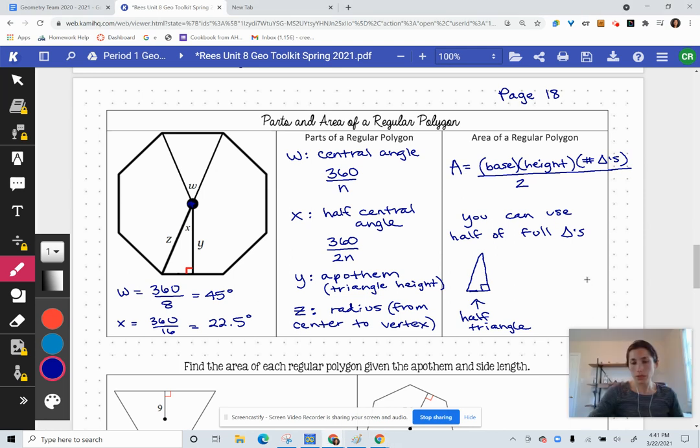Or we can also use the full triangles. And the full triangles would have that full central angle at the middle. So you can put a W here just as a reminder and an X here. That's how we find each of those angles, okay? And this would be a full triangle.